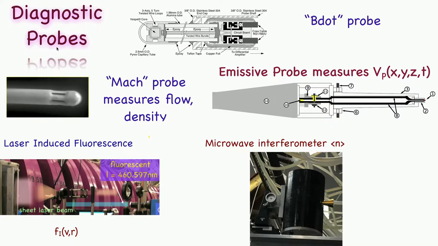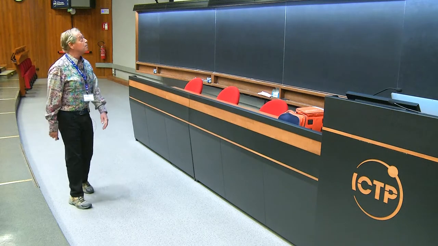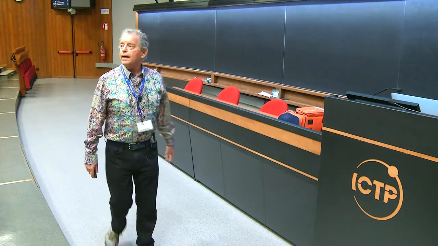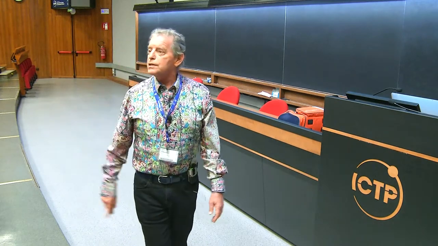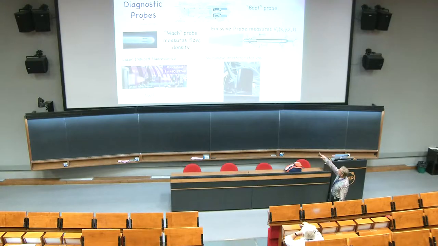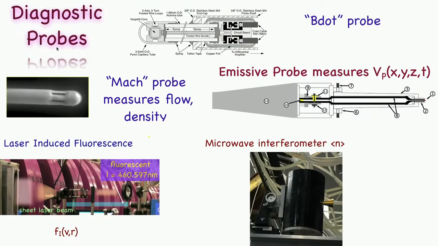These B-dot probes are actually three-axis differentially wound magnetic field probes. The whole thing's just a few millimeters in size, and they move by stepping motors on probe drives. So we measure the magnetic field, the flow with a Mach probe, and the plasma potential with an emissive probe, at about 50,000 locations in the machine versus time.